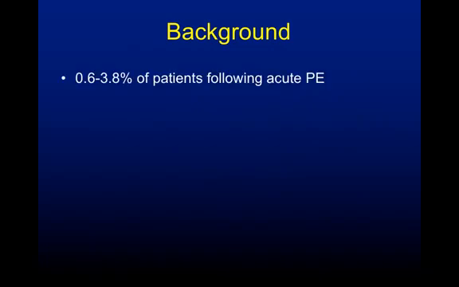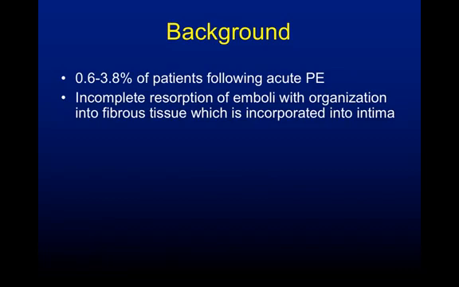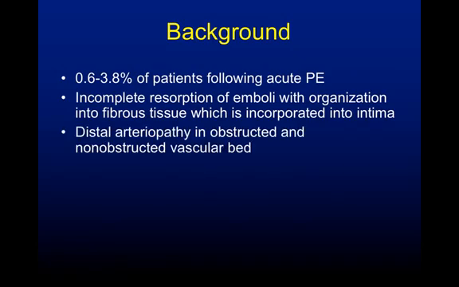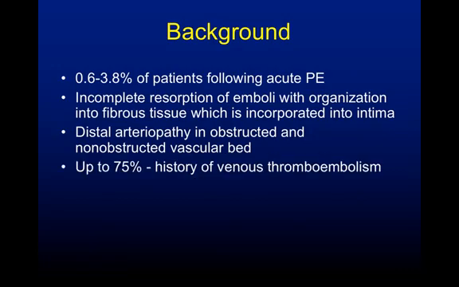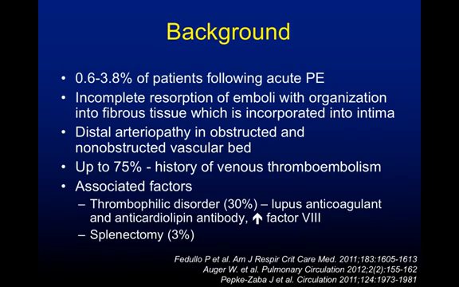Now, chronic PE develops in up to 3.8% of patients following an episode of acute PE. It's felt to be due to the incomplete resorption of emboli with organization of these emboli into fibrous tissue that is then incorporated into the intima of the pulmonary arteries. And this leads to a distal arteriopathy that develops in both the obstructed and the non-obstructed vascular bed. Now, up to 75% of patients provide a history of venous thromboembolism, and there are associated factors of which thrombophilic disorders are the most important. Interestingly, splenectomy is also an associated factor.